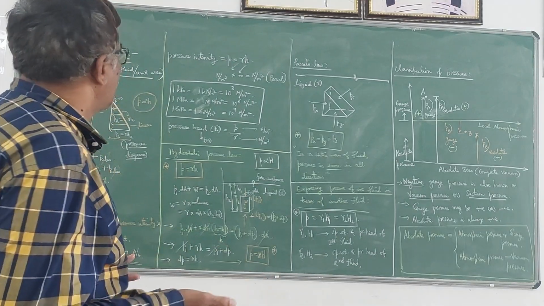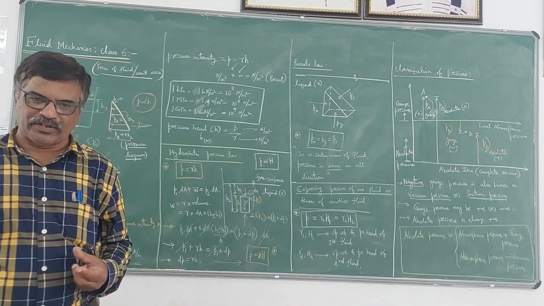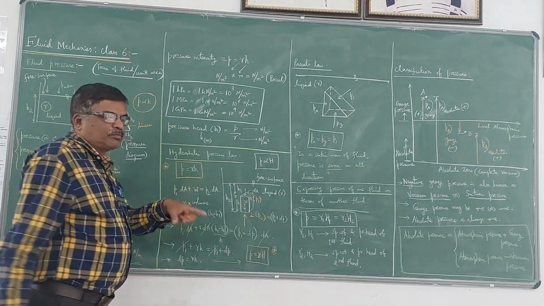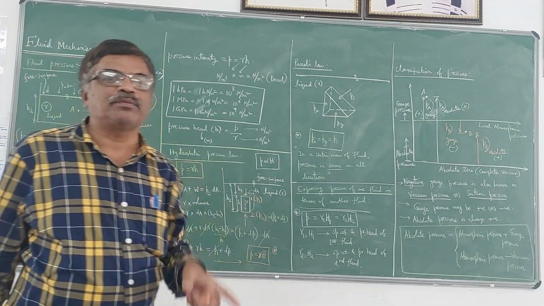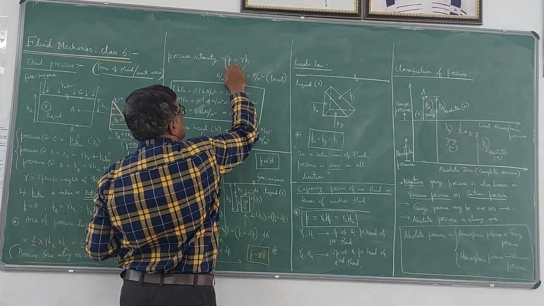That is the concept. Now, pressure of a liquid can be expressed in two ways: one in terms of pressure intensity, another in terms of pressure head. You should know the difference between them. Pressure intensity is denoted by P here.